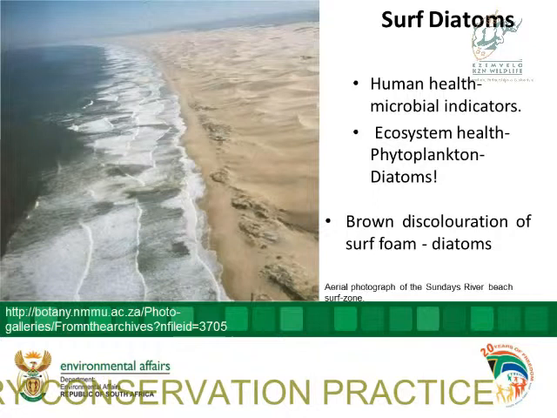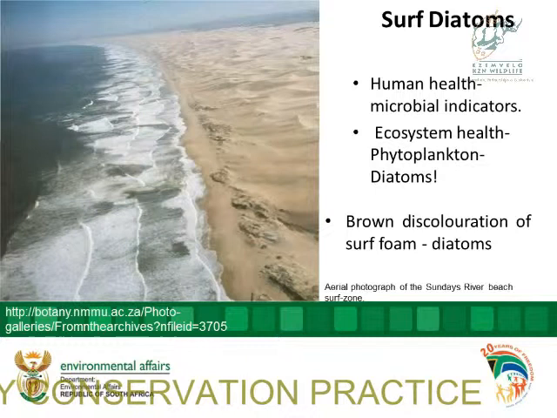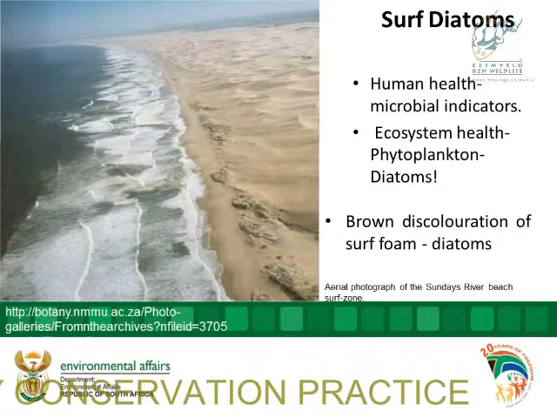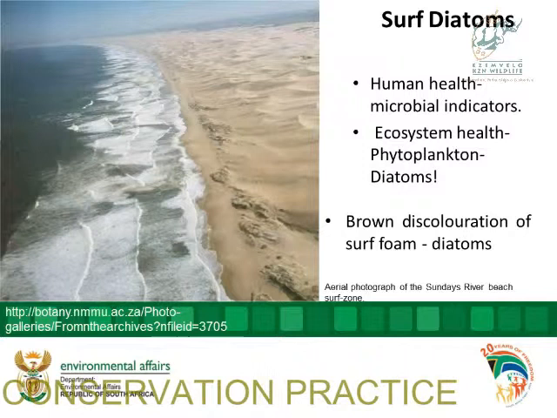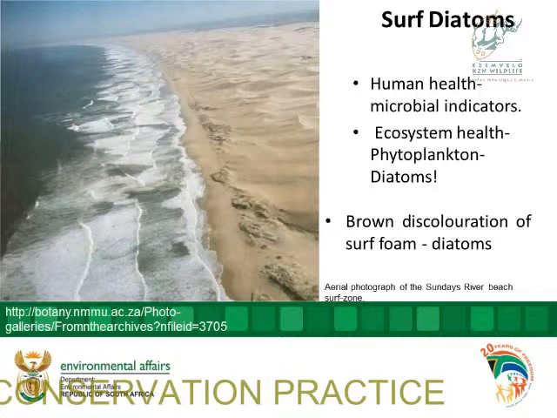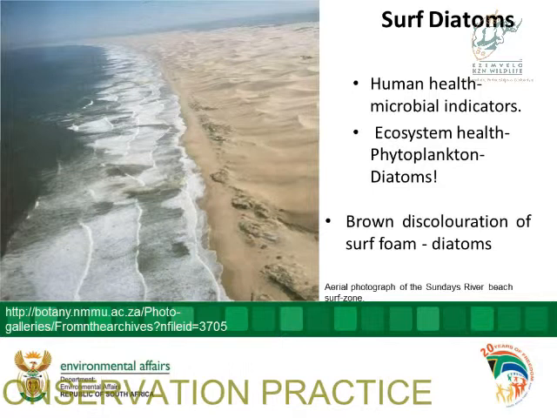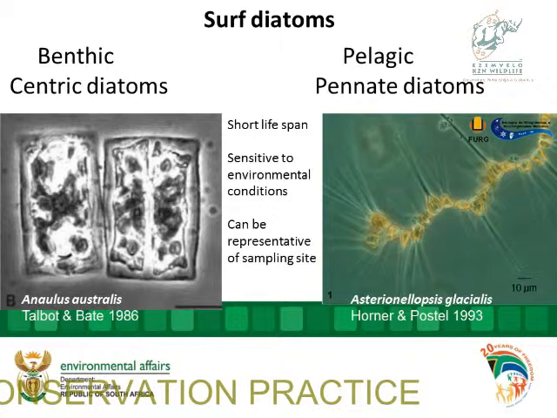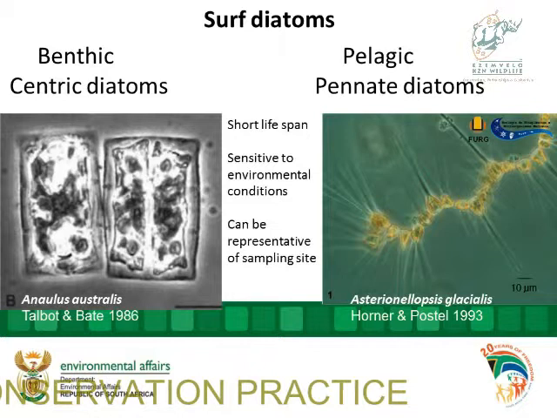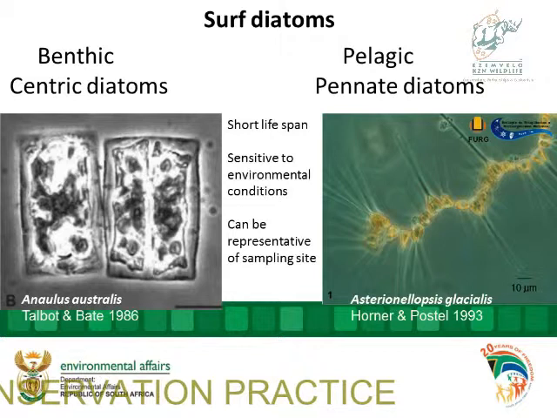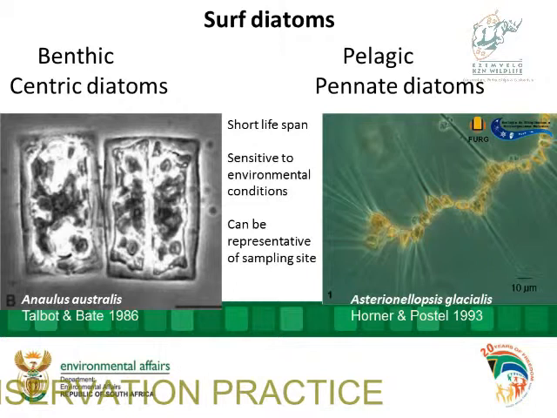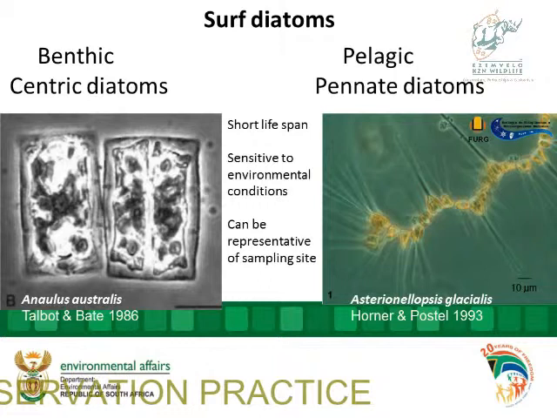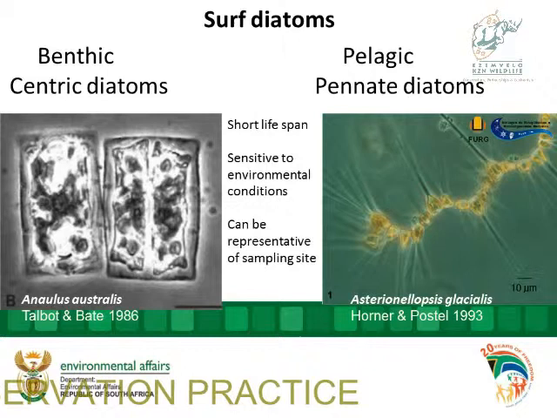Diatoms are those that, if you notice on the sea, it's usually white like this. At the edge of the sea, there's that whitish foam. Then when it's brownish to greenish brown, those are diatoms. You usually see them when the tide is low, on the sediment. In the surf zone, there are two types of diatoms. There are those that are benthic on the sediment, and some of them are pelagic. The ones that we find on the South African coast are Anaulus, the benthic one, and the most abundant on the pelagic side is Asterionellopsis.